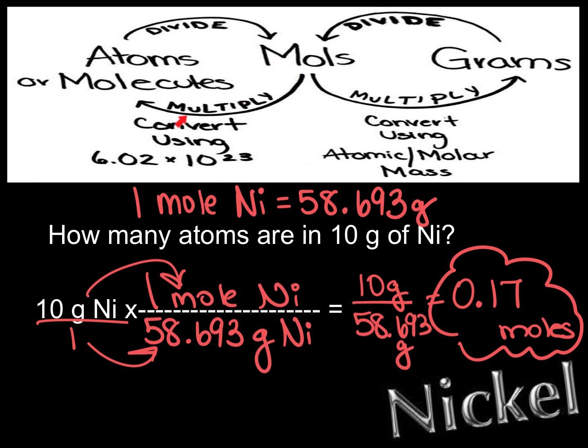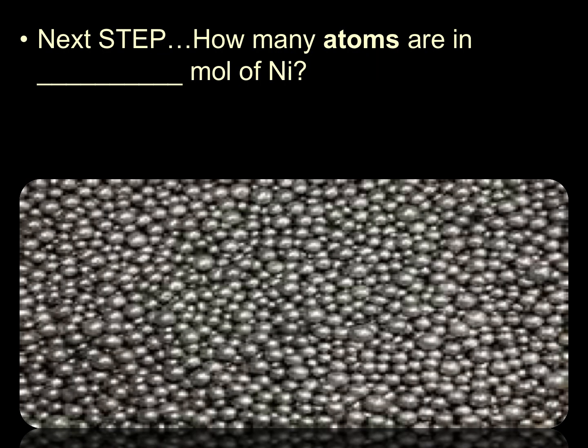So we're going to have to use Avogadro's number next. We're going to have to do another step, another calculation to get over here. So remember that there are 6.02 times 10 to the 23rd atoms in 1 mole of nickel, okay? So we're going to use that.